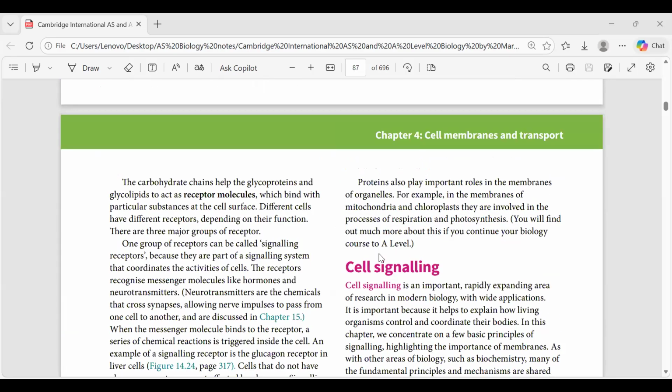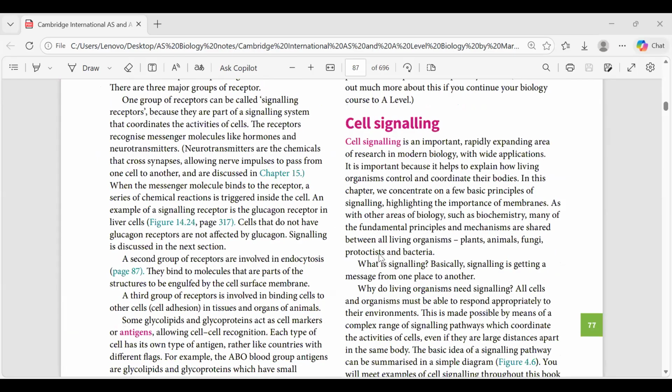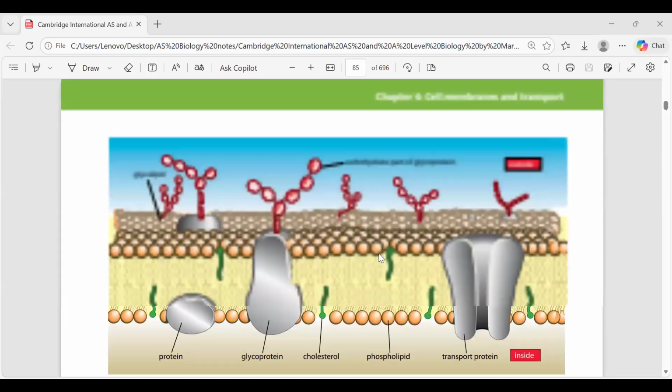Now we will be discussing cell signaling. Do you have any confusion till this part? No, I don't have anything.